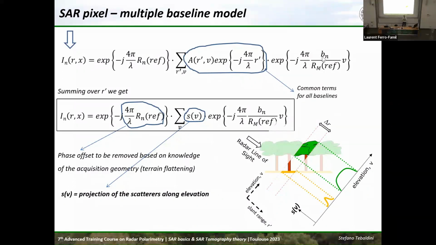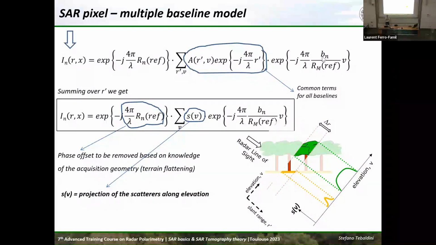Now, mathematically, when you have something in 2D, so just imagine that you have something that varies in x and y, and you take the sum in one direction, you get a signal that is a function of just one variable. This is called the projection. Now, this is a function of just the vertical direction. So this S of v represents the projection of the scatterers along elevation.